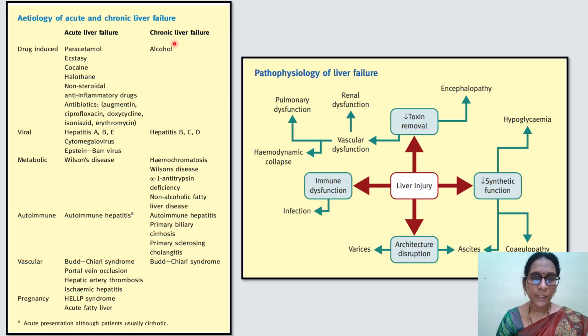Etiology of acute and chronic liver failure includes drug-induced conditions, viral infections, metabolic causes, autoimmune disease, vascular lesions, and pregnancy-related conditions. A few of these could be remembered in the form of a mnemonic, starting from A to F. A stands for acetaminophen, hepatitis A, autoimmune hepatitis. B stands for hepatitis B infection, Budd-Chiari syndrome.